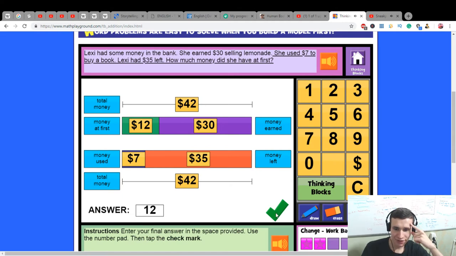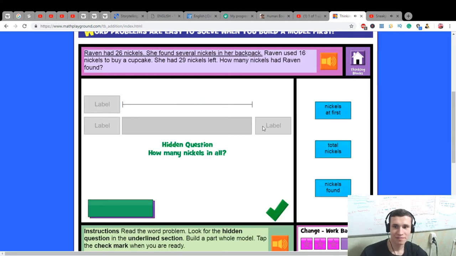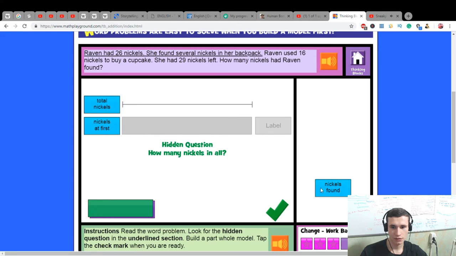Super math class. Raven had 26 nickels. She found several nickels in her backpack. Raven used 16 nickels to buy a cupcake. She had 29 nickels left. How many nickels had Raven found? Nickels at first. Total nickels. Nickels found.